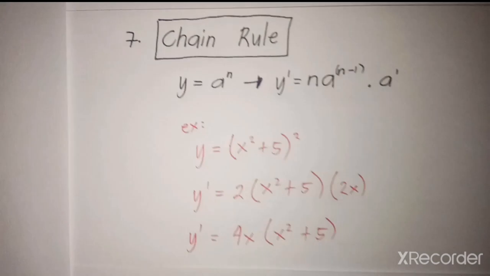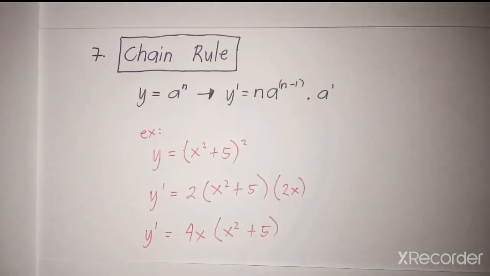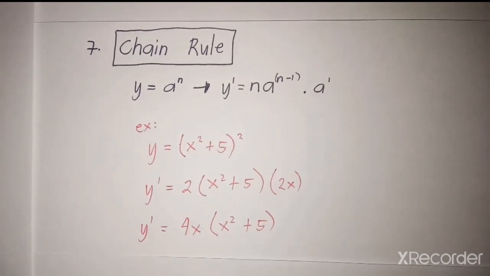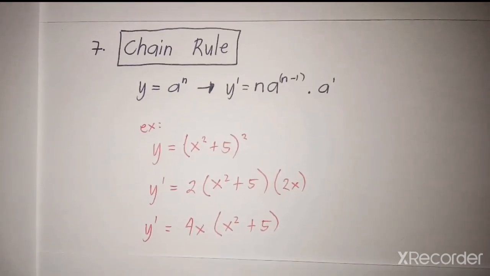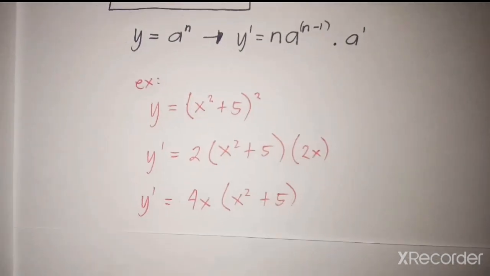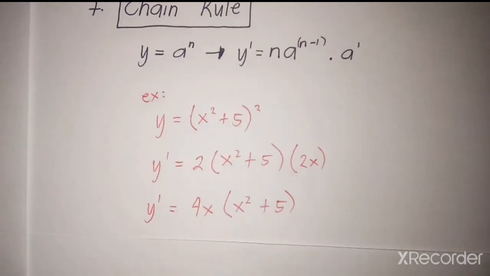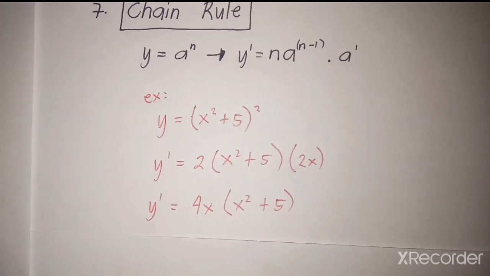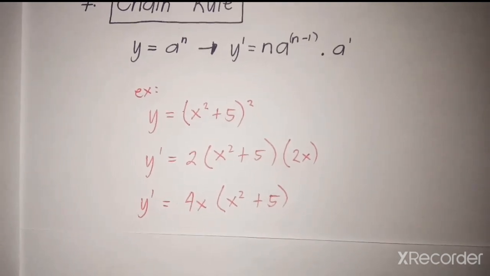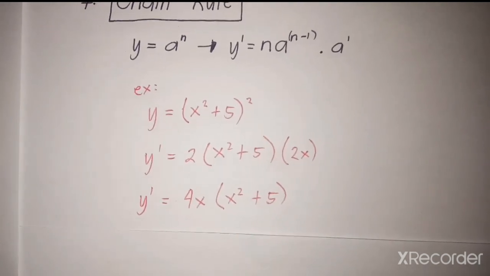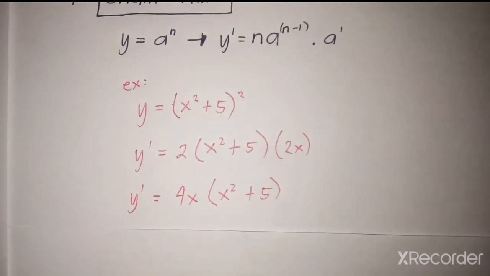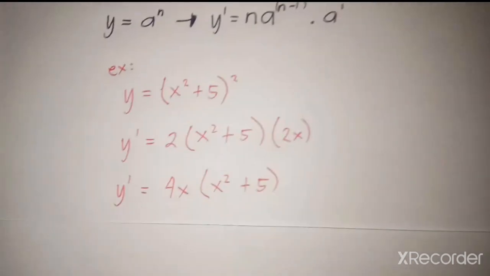The seventh rule is the chain rule, where y is equal to a to the power of n, then y prime is equal to n a to the power of n minus 1 times a prime. Example: y is equal to the quantity of x squared plus 5 squared. Y prime is equal to 2 times the quantity of x squared plus 5 times the quantity of 2x. Therefore, y prime is equal to 4x times the quantity of x squared plus 5.